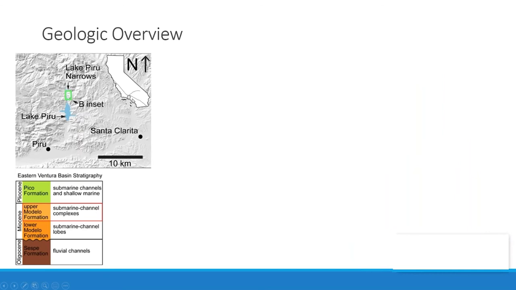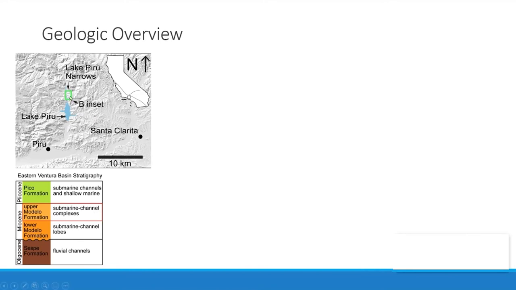So to set the scene, we're here in Southern California, about 80 kilometers north of Los Angeles, in an area called Lake Piru. These Tertiary units are exposed at Lake Piru, and we're going to focus on the upper Modelo Formation, which consists of submarine channel complexes.